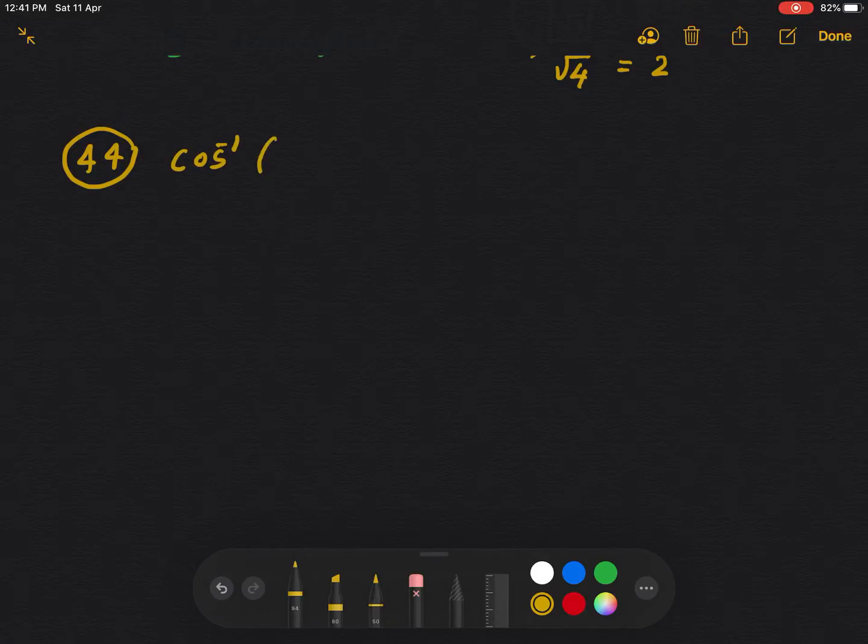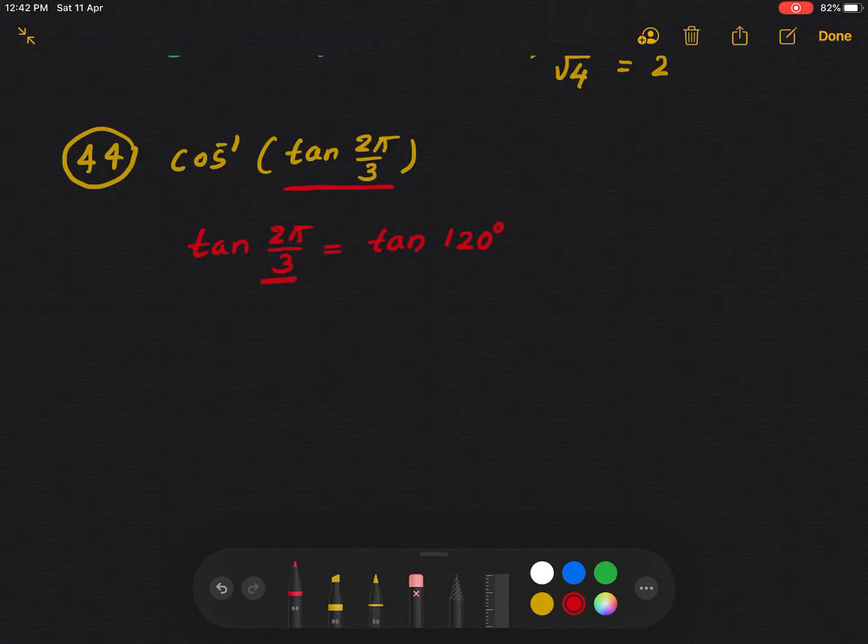Cosine inverse tangent 2 pi over 3. First, let us find tangent 2 pi over 3. What is tangent 2 pi over 3? It means tangent 120 degree, if you want to write it in degrees. If it is tangent 30, 60, 45, 90, or tangent 0 degree, you can directly write the value. But here you need to find it by using the reference angle evaluation method. First you have to find the reference angle.